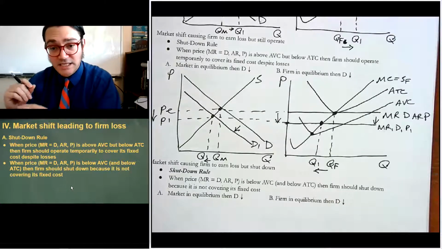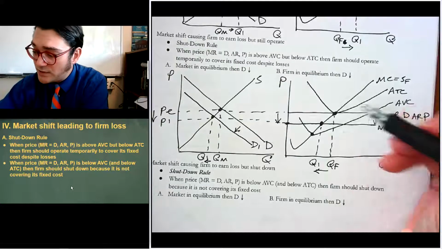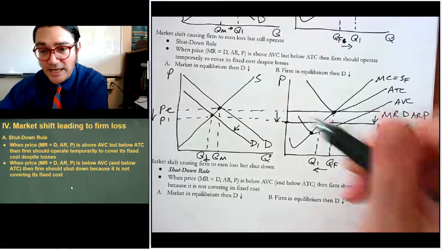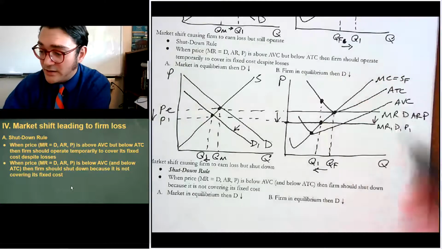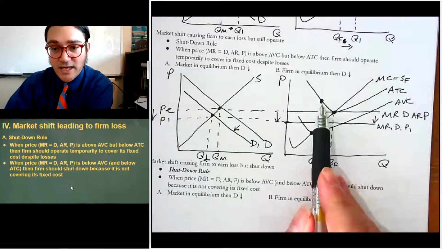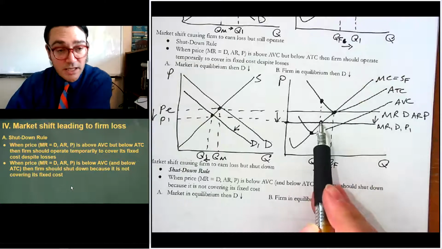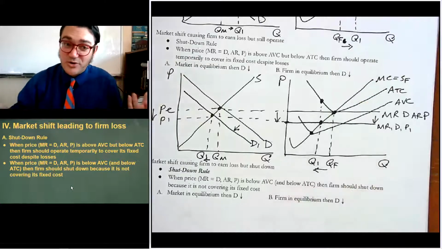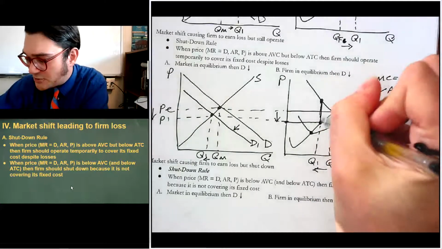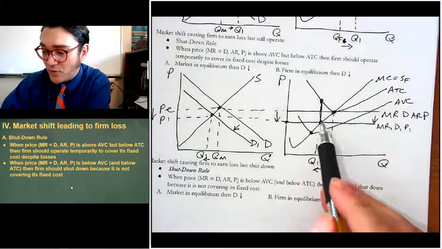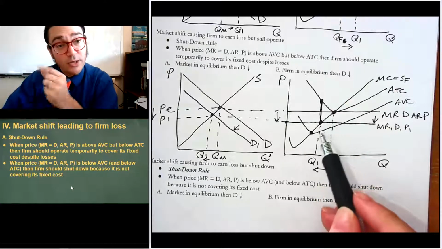But where is ATC at Q1? Well, in this one, it's not AVC we're looking at. It's all the way up here, right? ATC is way higher than the price. And that should make sense. The cost is bigger than the price you're getting, so you're going to be losing money. Now, if we connect these to the ATC and the price, that's the per unit loss.